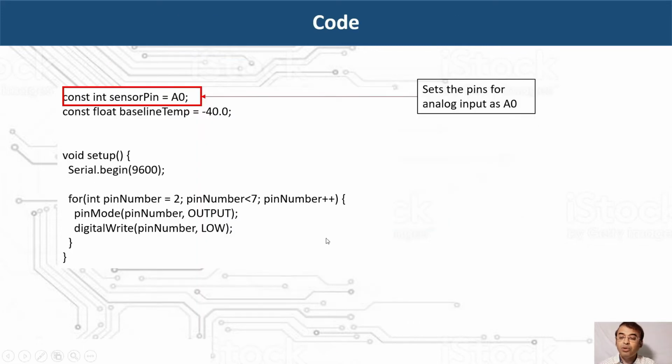Now I will explain the code. As you can see, this is the sensor pin A0, as I already told you, that helps to take the temperature value from the sensor, and the baseline temperature is minus 40. You can take any value you want; for easy understanding, I have used minus 40. This is the setup function. I have also written Serial.begin(9600), that is the baud rate for serial communication with the serial monitor.